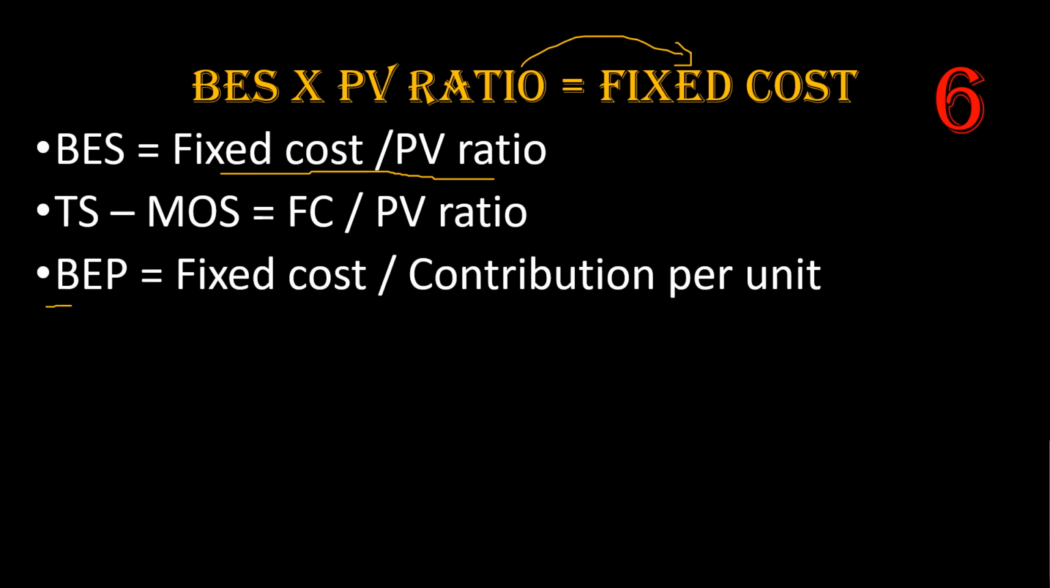This formula is to find the BEP, which means the break-even point. Break-even point should always be mentioned in units. So break-even point is equal to fixed cost divided by contribution per unit. This formula you should remember.